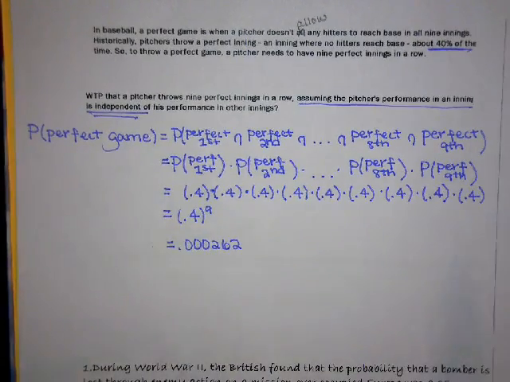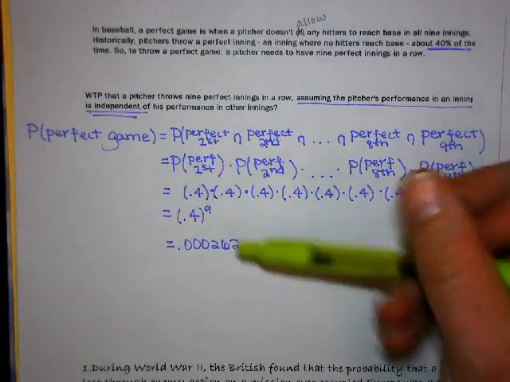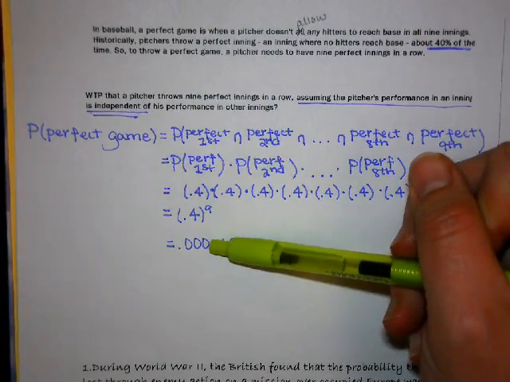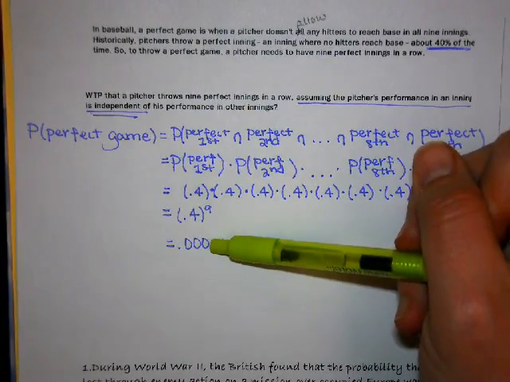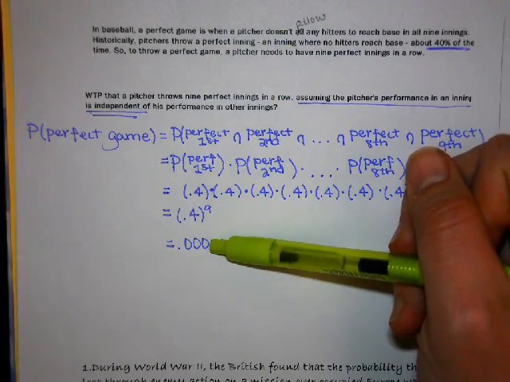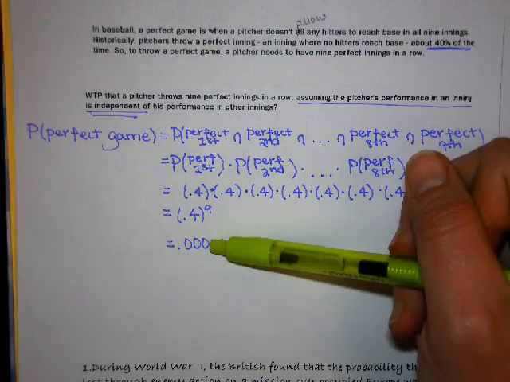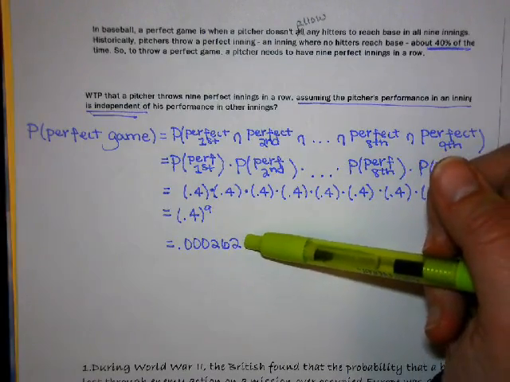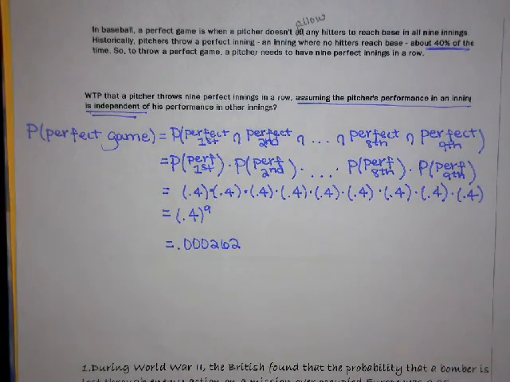So 0.000262. Please, I know I've said go to 3 decimals. Don't just give me 0.000 for an answer. Yes, I have had kids do that in past years. I want the first 3 significant numbers. I don't know if that's the actual definition of sig figs, so I don't call them that. But give me the first 3 real numbers. Don't just give me 3 zeros. You won't get credit for that.